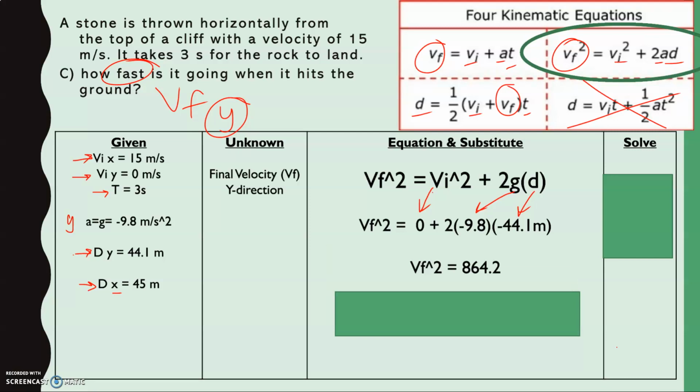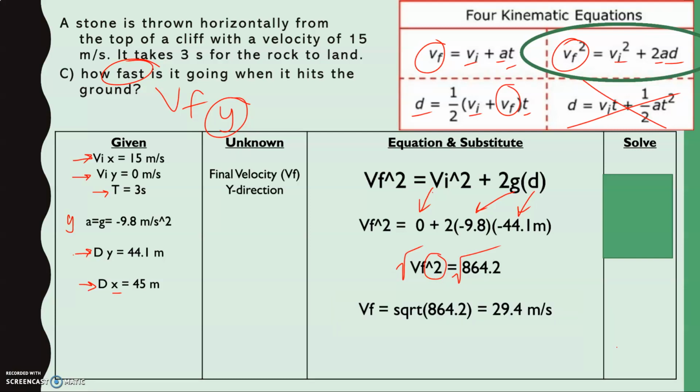Once we simplify, so 2 times 9.8 times 44.1 is going to give you 864.2. But again, this is velocity squared that we just found, and we don't want it to be squared. We want just regular final velocity. So in order to get final velocity, we are going to have to take the square root of this number. When we take the square root of 864.2, our answer is 29.4 meters per second.